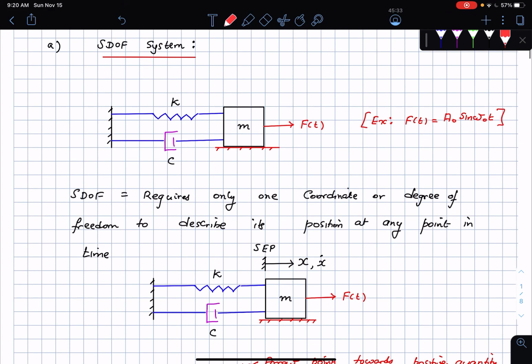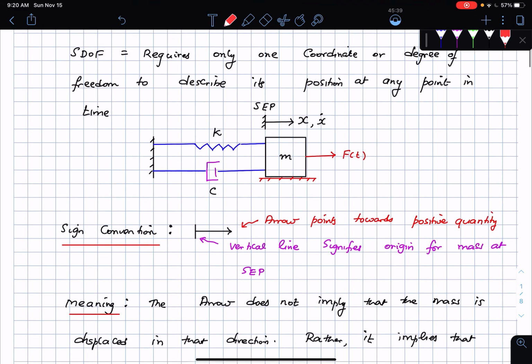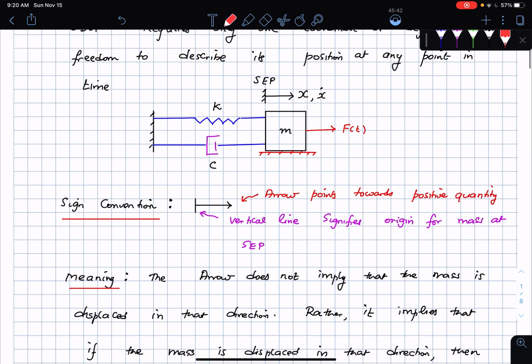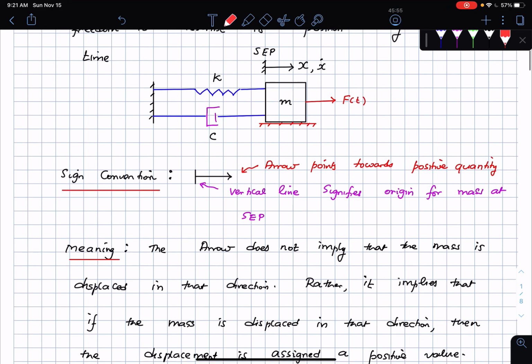Okay, in single degree of freedom systems, you have the force applied. I have the spring, mass and damper arrangement as shown. I started the coordinate x; this is the coordinate that is used to describe the motion of the mass. The sign convention: the vertical line points to the origin of the mass and the arrow points towards the direction of the positive quantity. The meaning is that the arrow does not imply that the mass is displaced this way, but if it is displaced this way, it will be given a positive value.